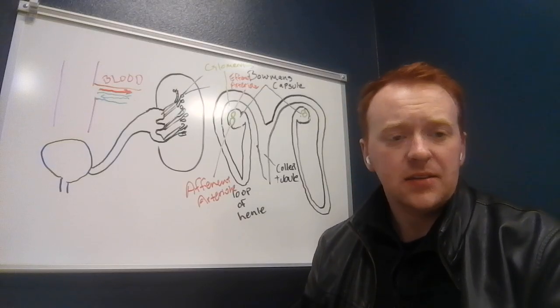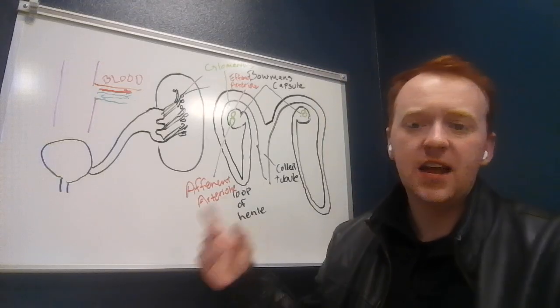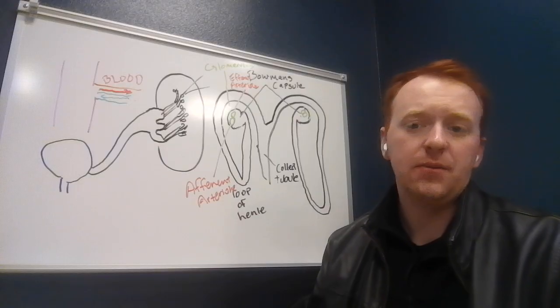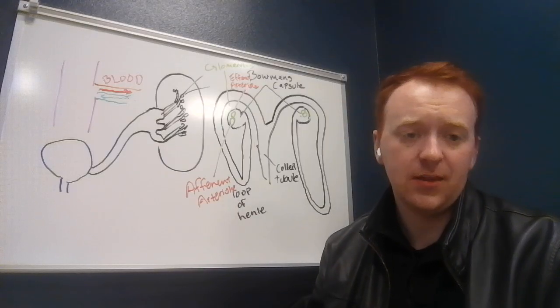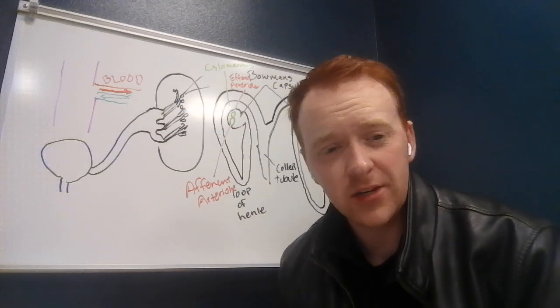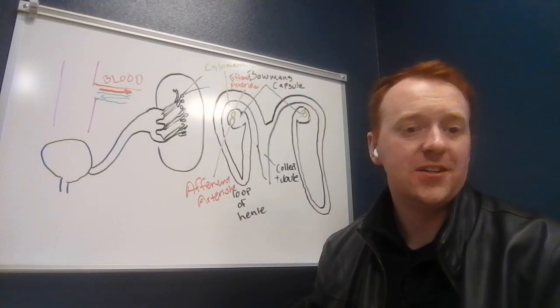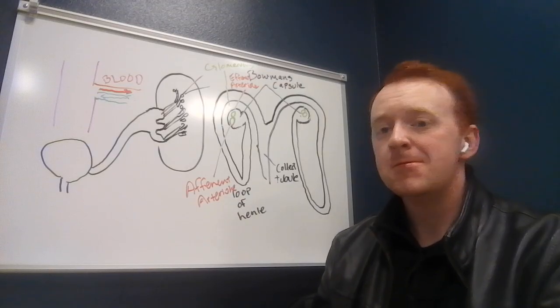Filtration happens because of pressure differences in the kidney. The glomerular hydrostatic pressure pushes fluid out, and the capsular hydrostatic pressure and blood colloid osmotic pressure push everything back. The result is a small net filtration pressure, about 10 millimeters of mercury, that drives the filtration. So not very much pressure, but it is a small space.